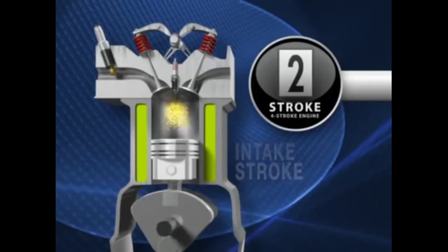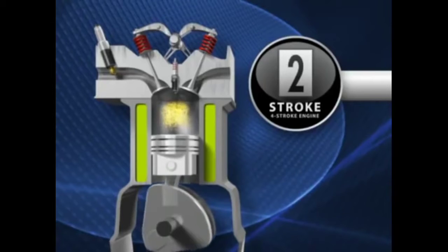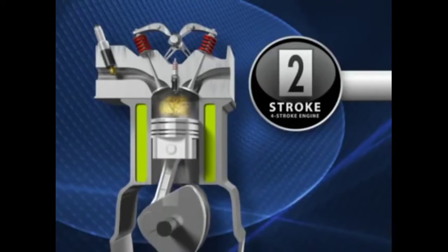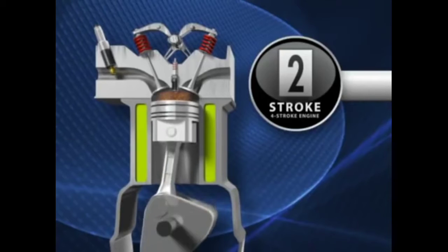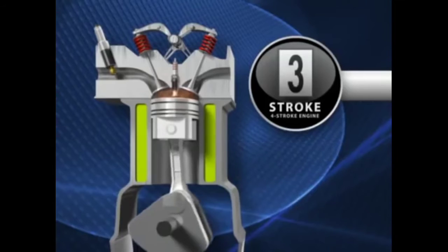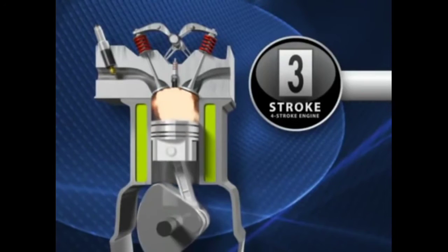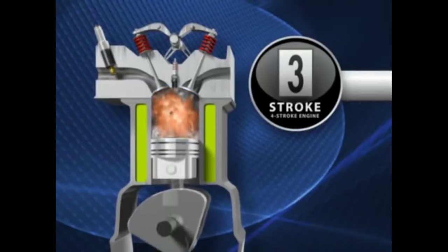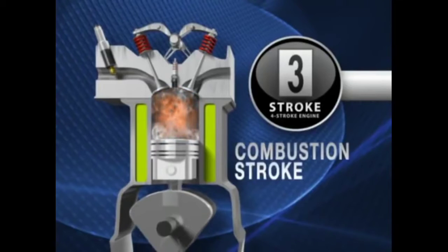On the second stroke, the piston travels upward, compressing the air and fuel to make a highly combustible mixture. This is called the compression stroke. At this point, the spark plug fires, sending the piston downward from the expansion of the air and gas mixture. This is the combustion stroke.